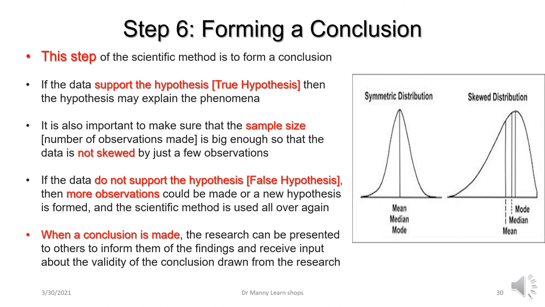When a conclusion is made, the research can be presented to others to inform them of your findings and receive input about the validity of the conclusions drawn from the research. Your conclusions basically summarize how the results support or contradict your original hypothesis.